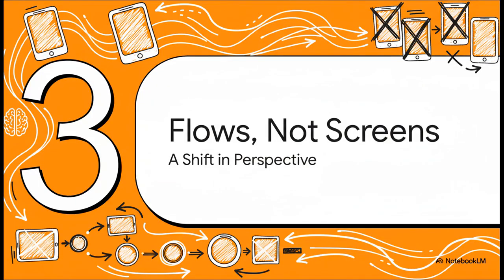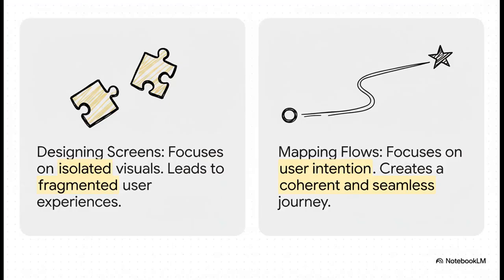And that little example shows something huge. This is way more than just drawing boxes and arrows. It's a totally different way of thinking. It's about thinking in flows, not screens. And this really gets to the heart of the difference, right? On one hand, you have the old way, designing screens. You're just focused on how one thing looks in isolation, and that leads to that choppy, fragmented feeling. But on the other hand, when you're mapping flows, you're forced to think about what the user is trying to do, their intention. And that is how you create a smooth, seamless journey that actually makes sense.